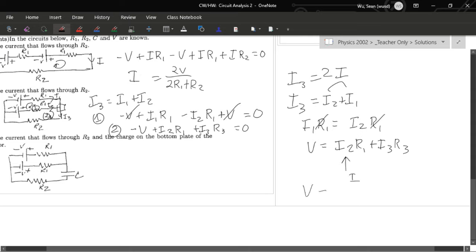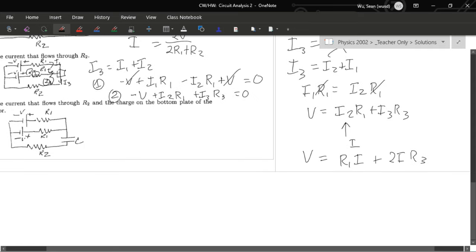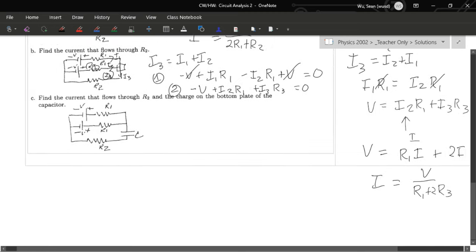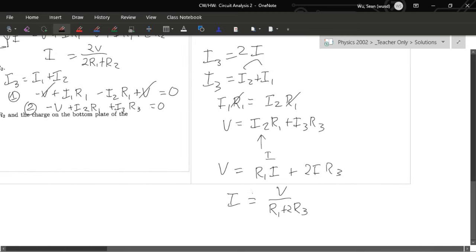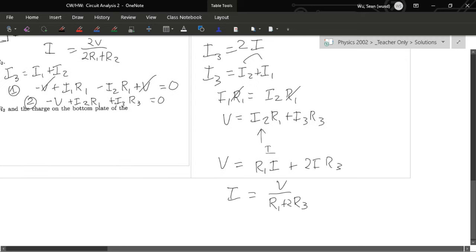So V is going to be equal to R1 times I plus R3, which is going to be 2I R3. And so at the end of the day, what this ends up saying is that I is going to be equal to V divided by R1 plus 2R3. And then because we have this I, we can use this and find what I3 is. It's just double that.